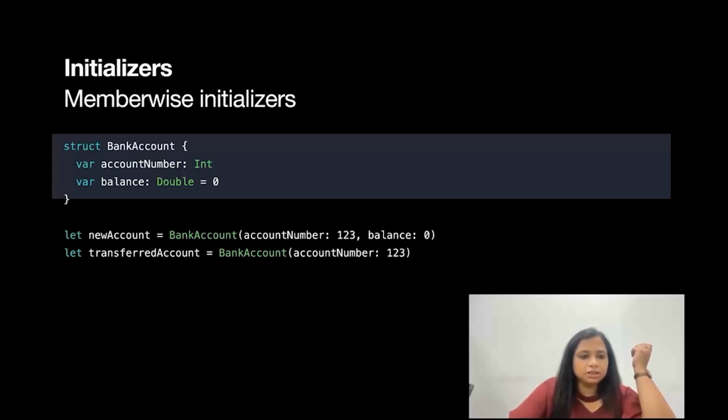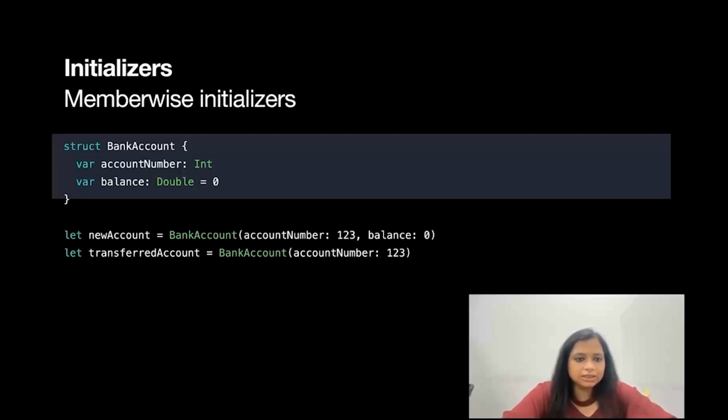Now let us see the instances, how they have been created. The first instance has been created, which is of the name new account. You can see the syntax is the same. Here you can see the account number is given 123 and balance is given 0, right? So that means that it will have the values 123 for the property account number and 0 for the property balance.